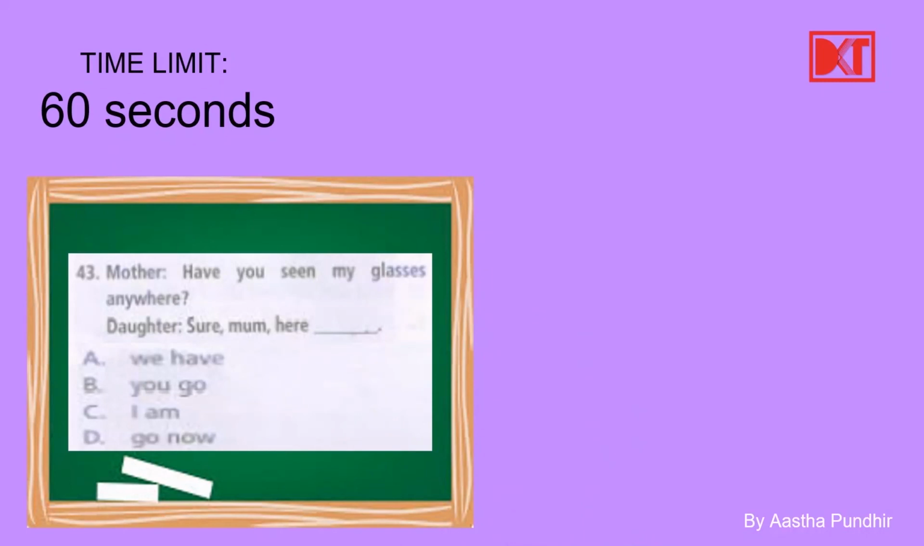Mother, have you seen my glasses anywhere? To which the daughter replies, sure mom, here we have, here you go, here I am, or here go now. So here the correct answer is sure mom, here you go, which means here are your glasses. Okay.